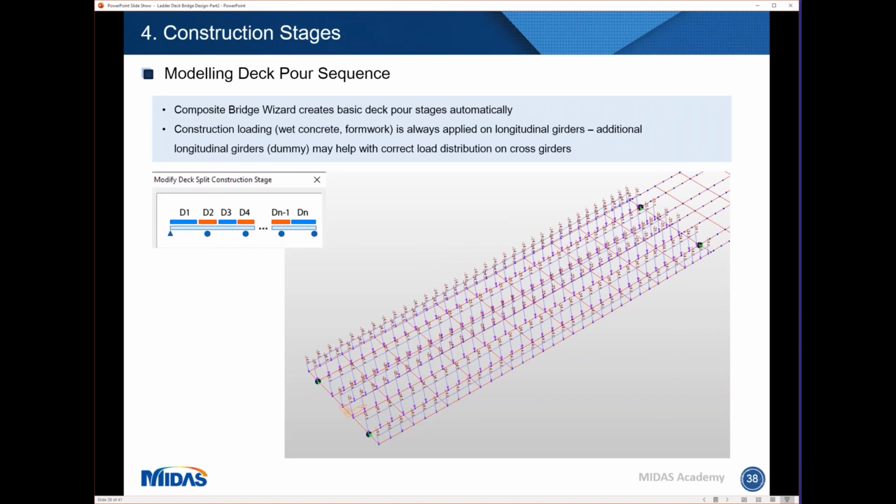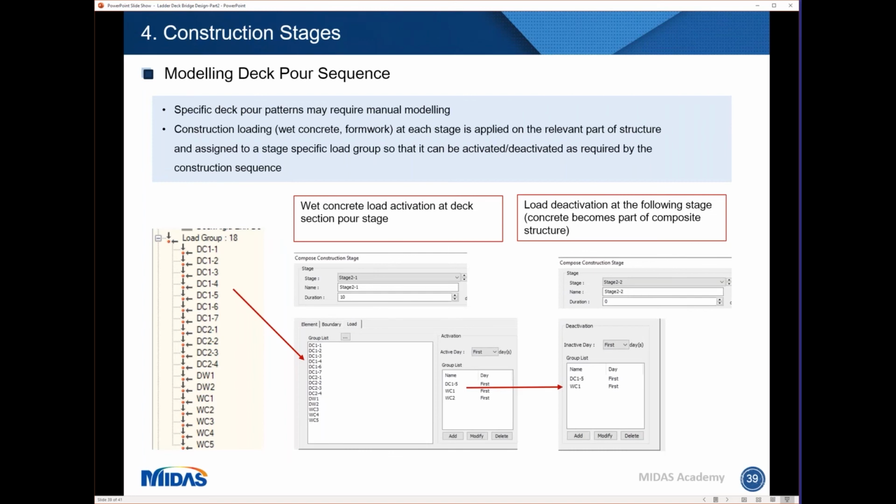those stages of deck construction. But if we require a different pattern, or if we need to do it manually, it's basically the same procedure. So the construction loading, which could be wet concrete, formwork, or in the case of our structure, a precast panel placed on cross girders, is applied at the relevant part of the structure, so maybe span by span, or span section and support section separately.